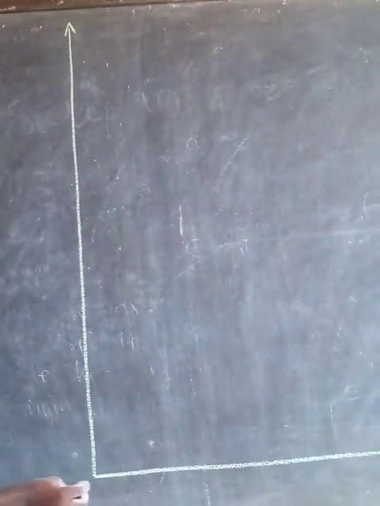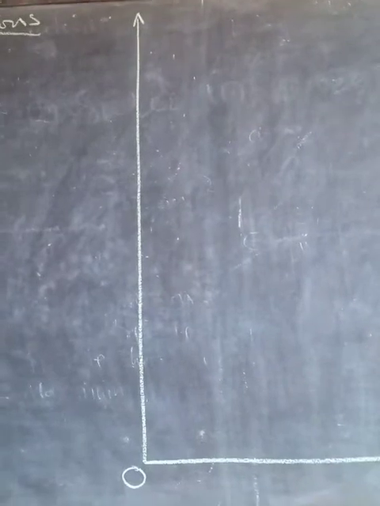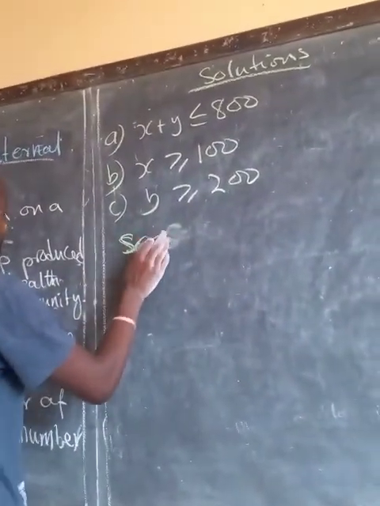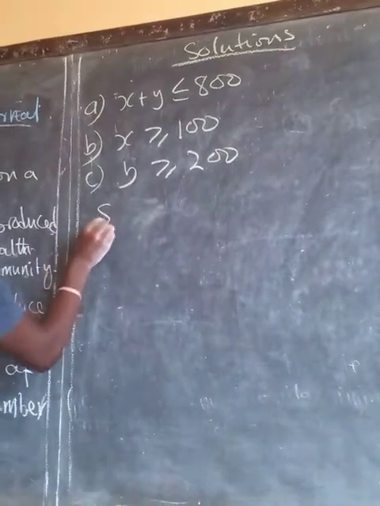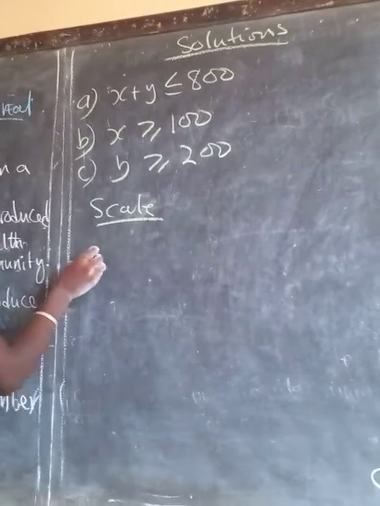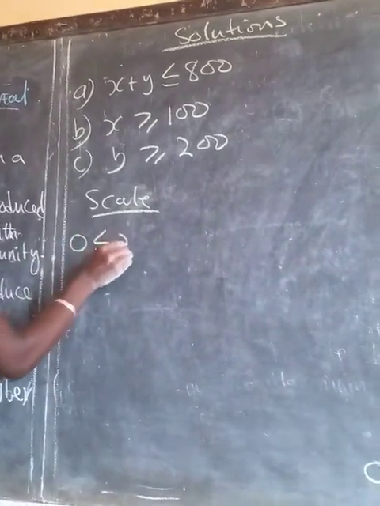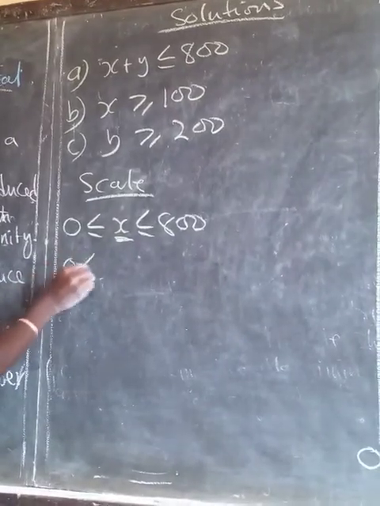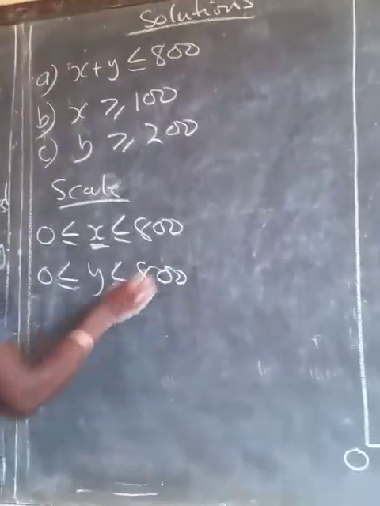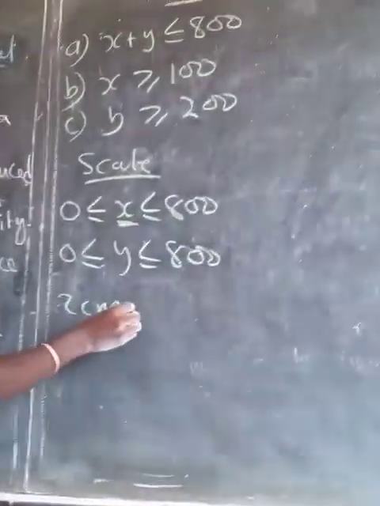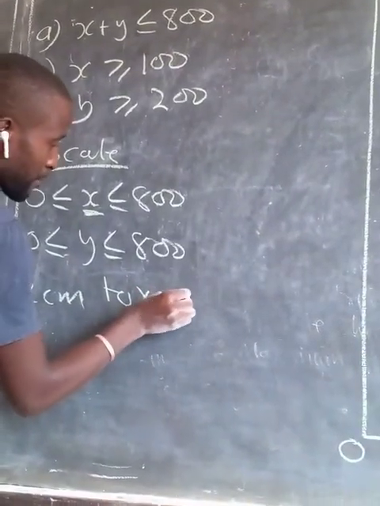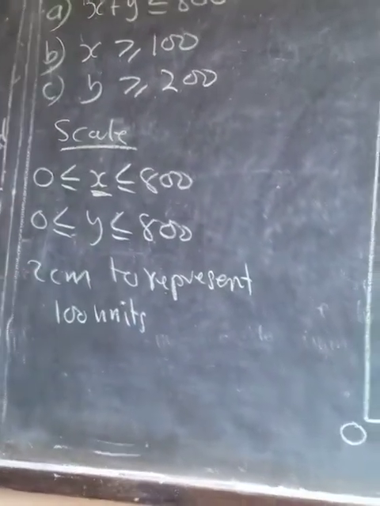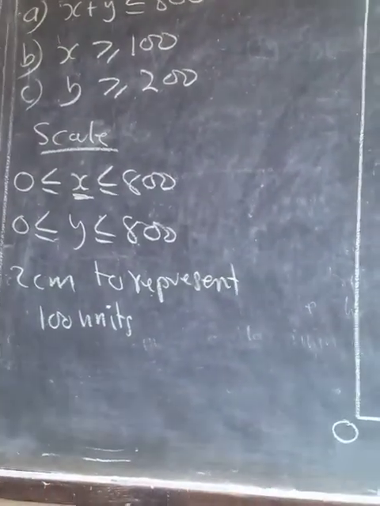So don't forget the scale they said we should use to draw the graph. The scale for the x-axis should be from 0 less than or equal to x less than or equal to 800. For the y-axis, it should be 0 less than or equal to y less than or equal to 800, using 2 centimeters to represent 100 units. So these are the key points on how to draw my graph: 2 centimeters to represent 100 units or copies.